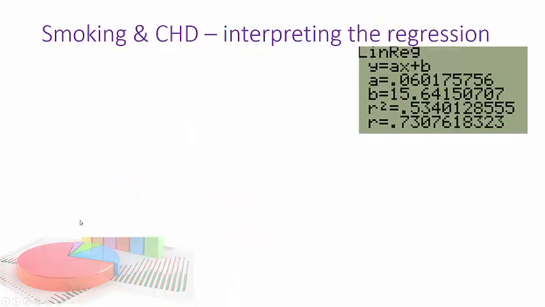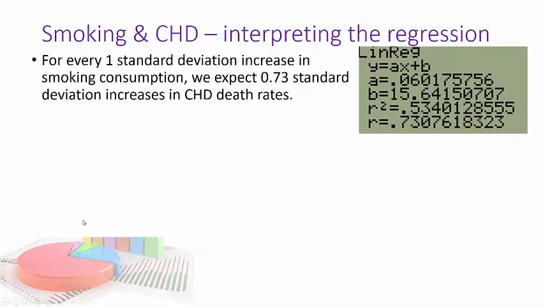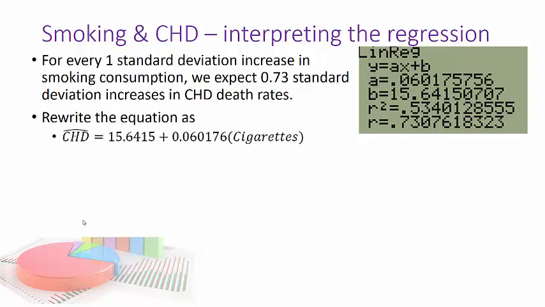Okay, so how do we interpret the regression? So for every 1 standard deviation increase in smoking consumption, we expect 0.73 standard deviation increases in CHD death rates. Now, normally you're not going to write that part because most people don't want to talk about standard deviations. They want to talk about coronary heart disease death rates versus smoking, not really the standard deviations of both. So they want to see the more direct relationship. So we rewrite our equation, and there it is. Make sure you have the variables so it's in context.